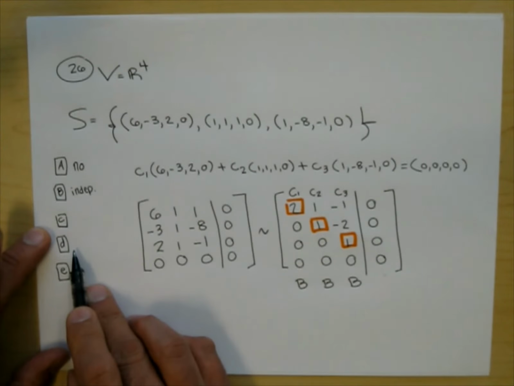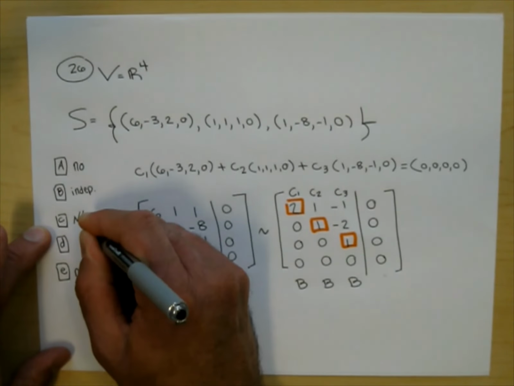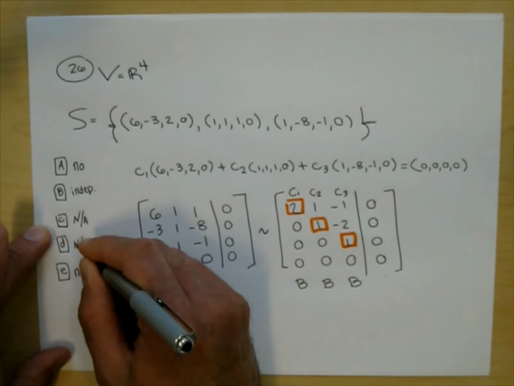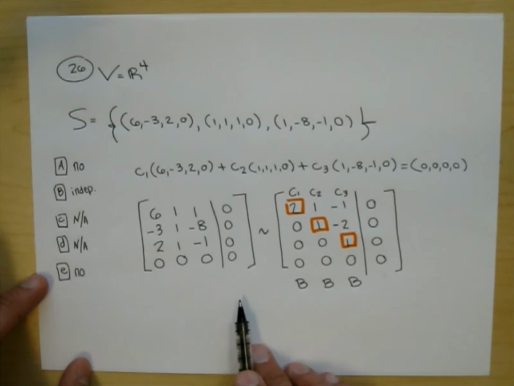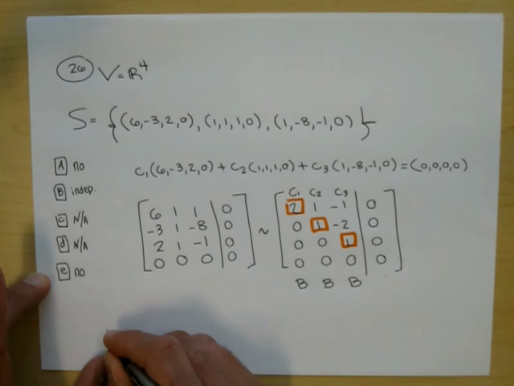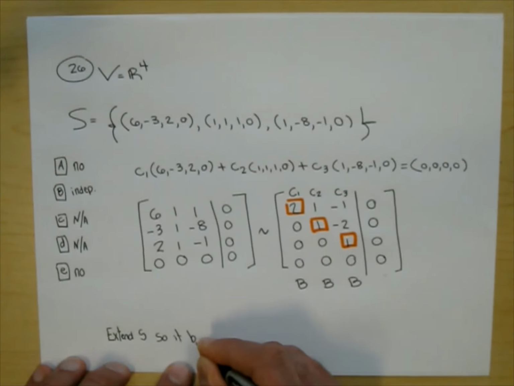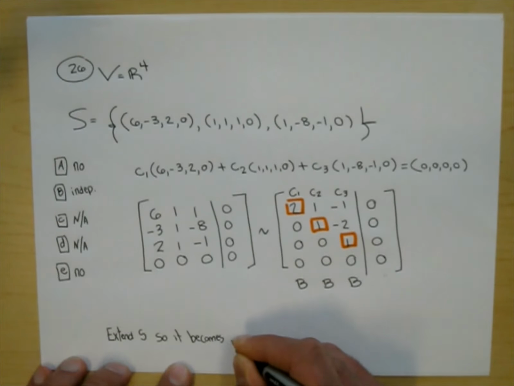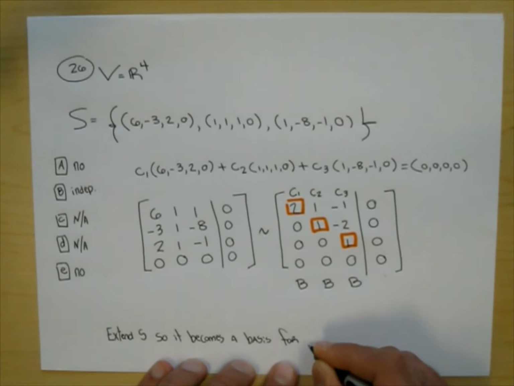Now, part C and part D, once again, this is what's been happening on these problems. Those are not applicable. There is no dependency relationship, and we're not going to kick out any dead weight. Now, you should know how to do this. What if I wanted to extend S so it becomes a basis for R4? Okay, so this is a follow-up question.